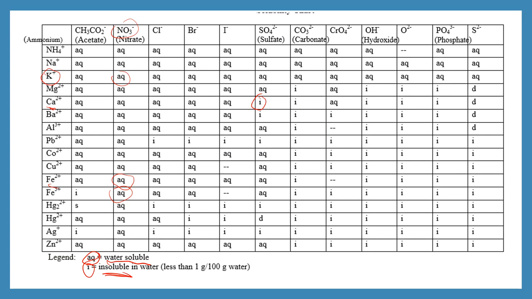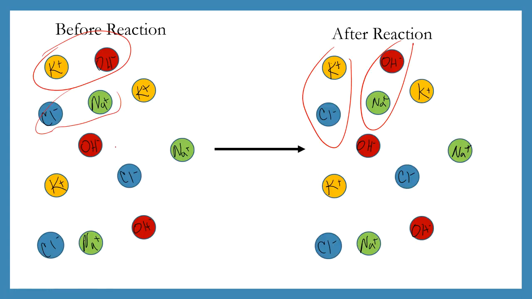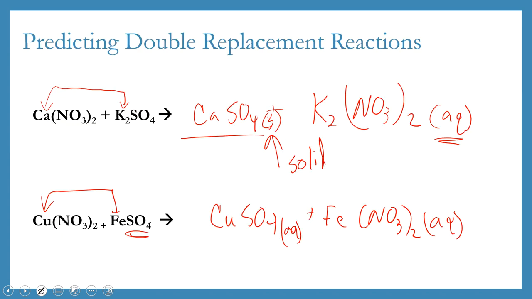Copper sulfate. So copper is here, sulfate is here. So that's aqueous. So that means nothing's going to happen in this reaction. Both of these are still going to be swimming around, and it's going to look like this. It's going to be a clear solution, and then you mix them and you still get a clear solution. So nothing happens because nobody gets together. There is no precipitate. There is nothing insoluble.